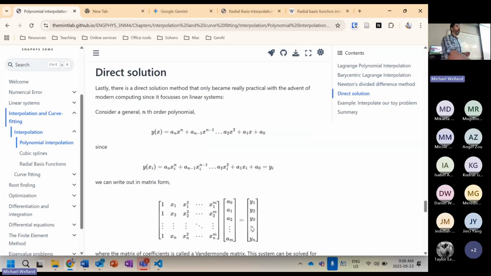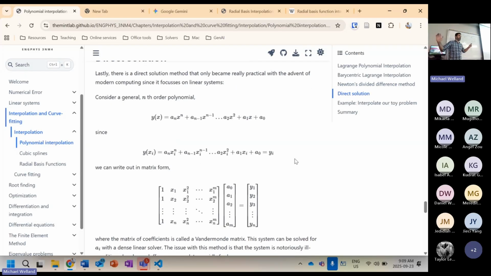Okay, let's talk about the way that it's actually done nowadays, which is more of a direct method. This is only really practical because linear systems became super easy to solve with computers. How do you solve linear systems? Don't make me go back. If I give you a linear system, what do you say? How do you solve linear systems, guys? I'm not moving past this until someone shows it.